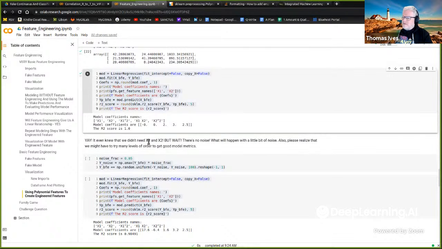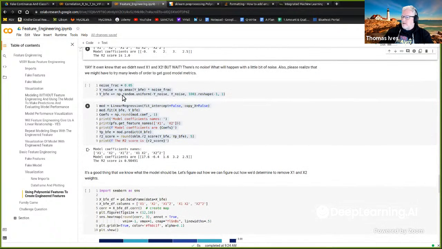It even knew that we didn't need X1, X2, but wait, where there's no noise. What will happen with a little bit of noise? And we need to realize that we might have to try many levels of orders, like I said, to get good model metrics. Okay, so let's add some noise.